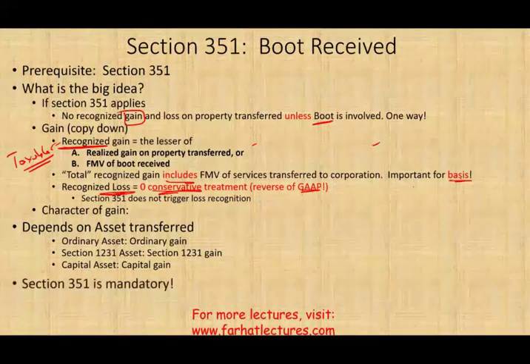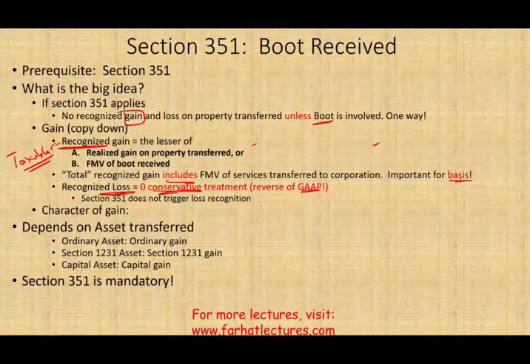Now, bear in mind that section 351 is mandatory. Okay, and why do I say this? Because it could be a CPA exam question. Section 351, yes. If section 351 exists, it's mandatory. Okay. Now, so we talked about the boot. One more time. If there's any boot received by the shareholder, it might have tax consequences. What are the tax consequences? Recognize the lesser of realized gain or fair market value of the boot received.